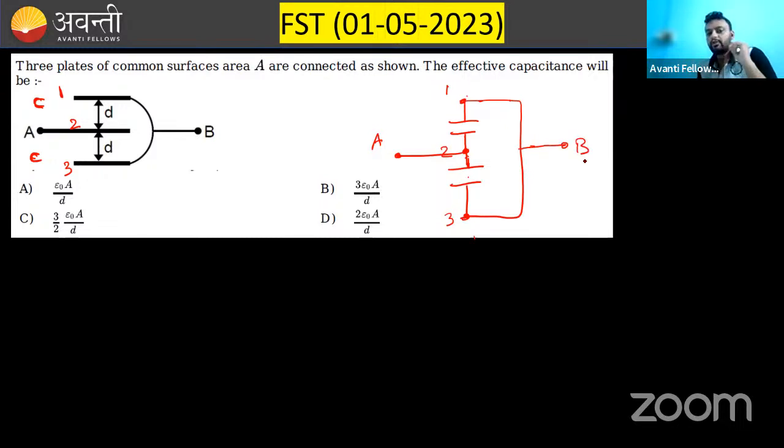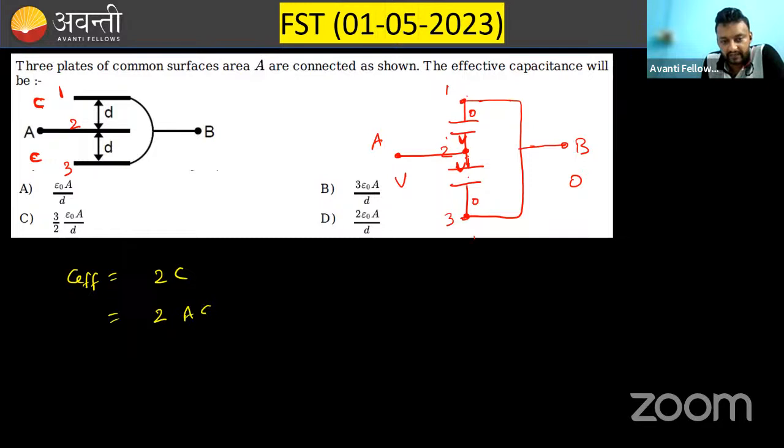Clear? Now you need to identify the connection. If this is potential V, this is 0. So this plate is going to have potential V, and this is 0. The 2 capacitors are in parallel combination. If they are in parallel combination, their effective capacitance, C effective, is equal to 2C. Capacitance of a parallel plate capacitor is A epsilon naught over D. So the correct option is 2A epsilon naught over D, which is option number D.